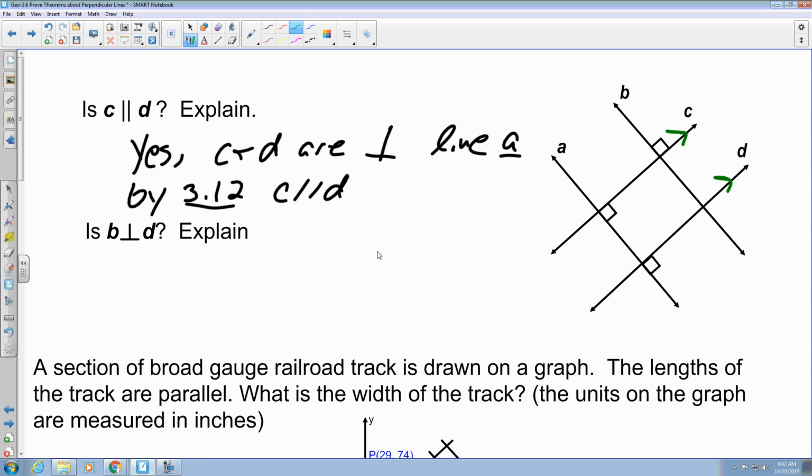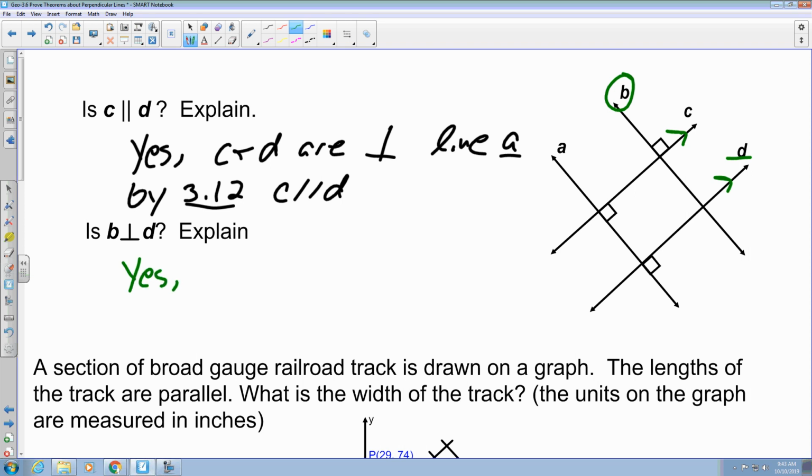Next, they want to know, is B perpendicular to D? In this case, there's no right angle, but they want us to explain. The answer to this is now yes.